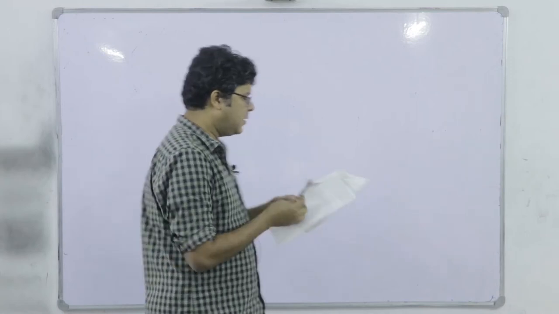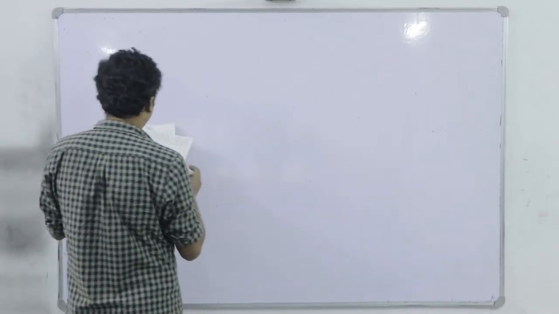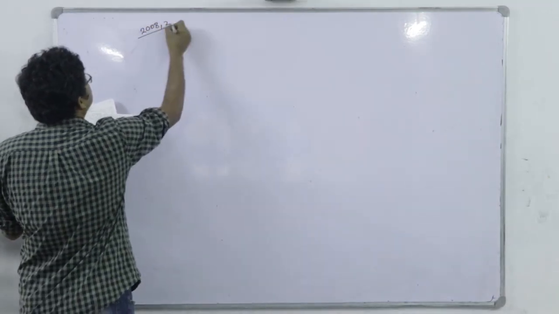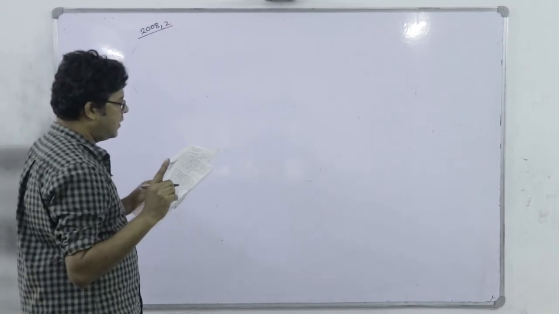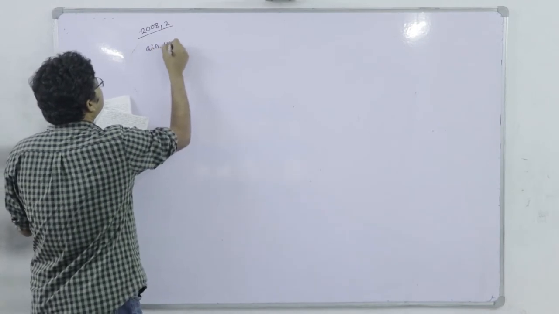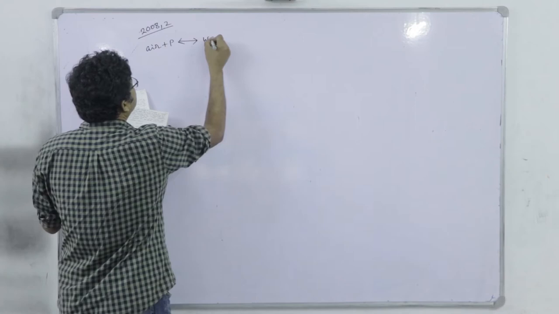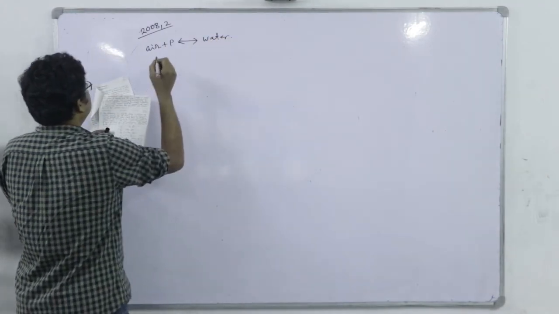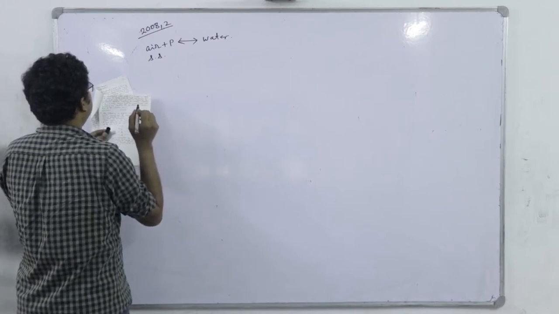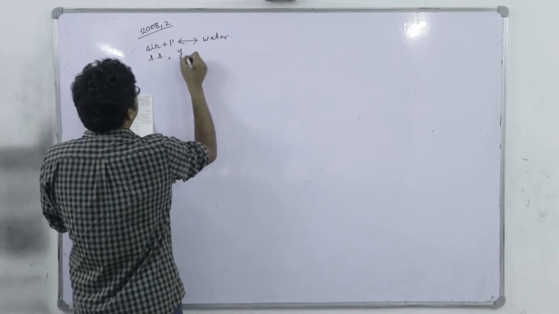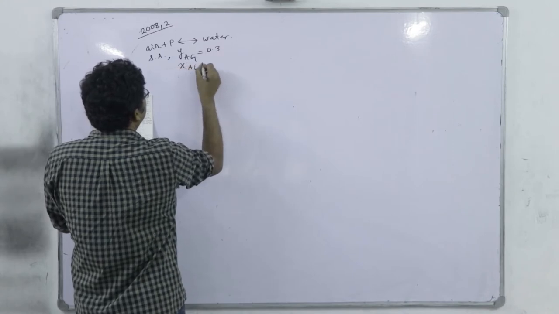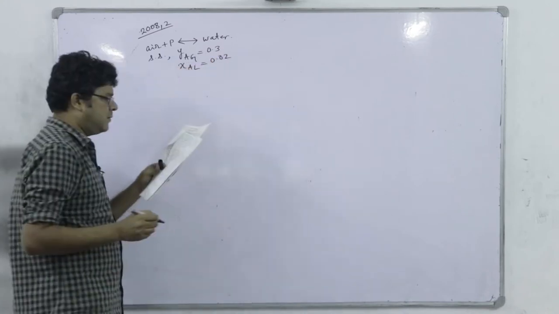Okay. So, this is a similar type of interfacial mass transfer problem. This is the 2008, 2 marks problem. Air concentrated with solute P is brought in contact with water. Air plus P with water. Now, this is steady state. The bulk concentration of P in air and water, YPG is equal to 0.3, XPL equal to 0.02 respectively.